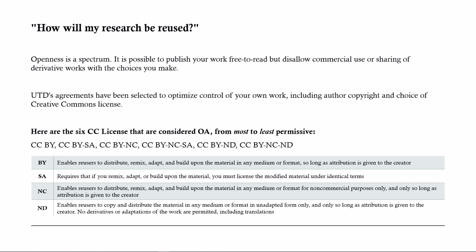The last concern that we will cover in this presentation, and a question we often encounter, is how will my research be reused? There are a variety of open choices that you can make, and depending on your level of comfort, the range goes from allowing full redistribution and adaptation of the work, as long as attribution is given, to only allowing redistribution of the material for non-commercial purposes with no adaptations allowed. This would include translations of the article.